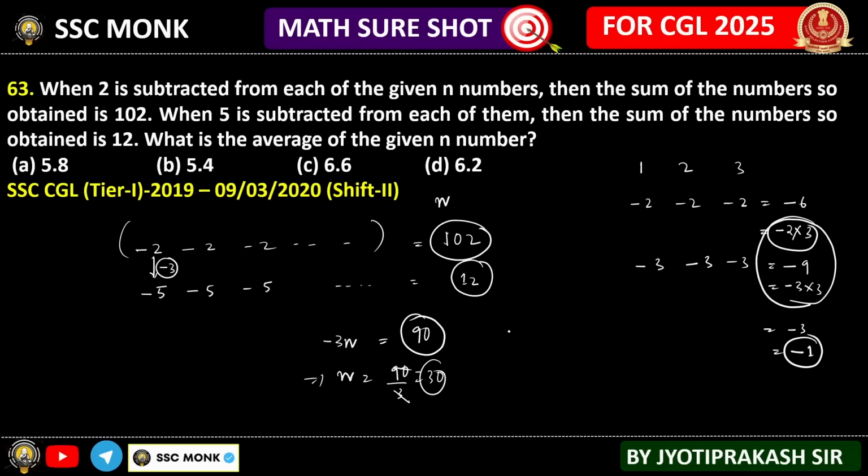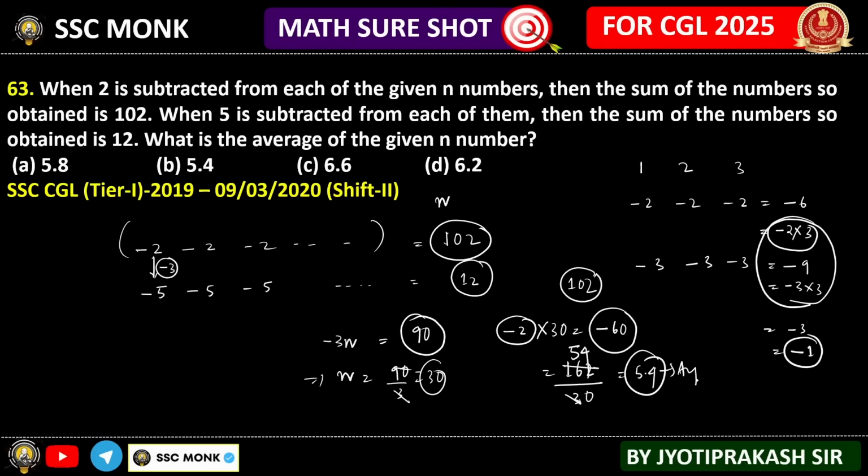Now see, when I'm taking out 2 from each, that means in total I'm taking out what? 60. And the sum has been given as 102. This is the total sum after taking out. So the total is 162. 162 by 30. 3 5s are 15. 3 4s are 12. 54 by 10 is equal to 5.4. This is the average. Answer option B.